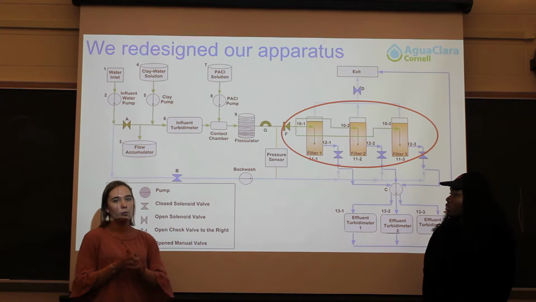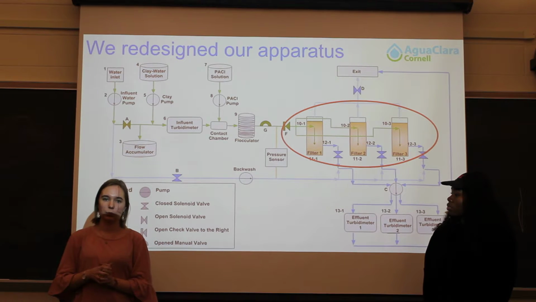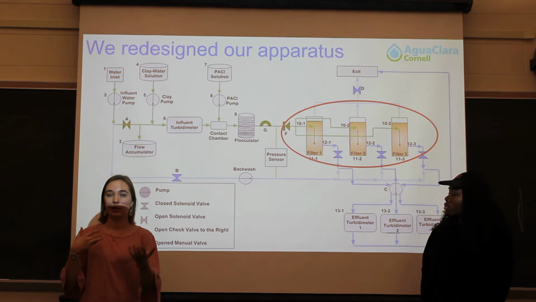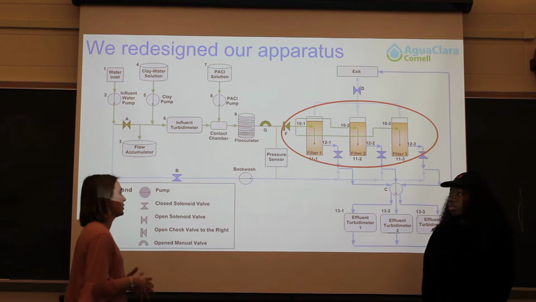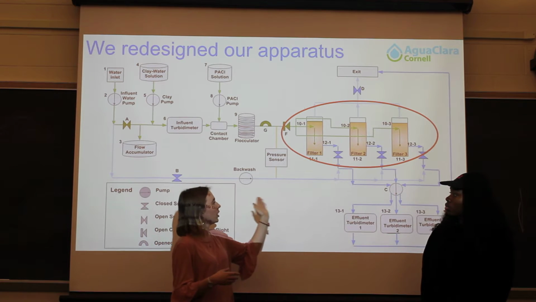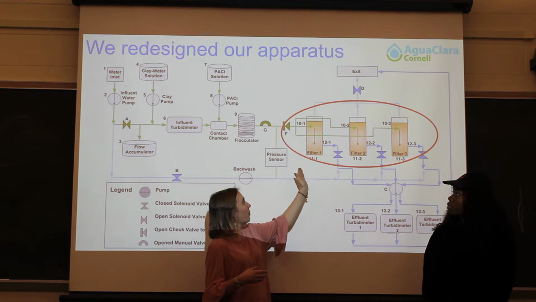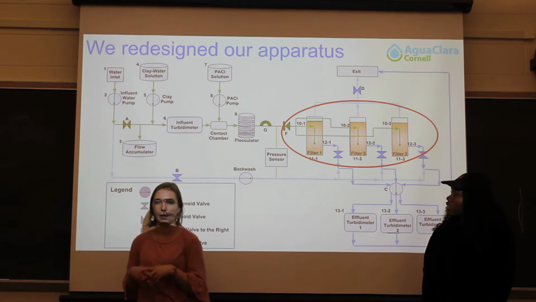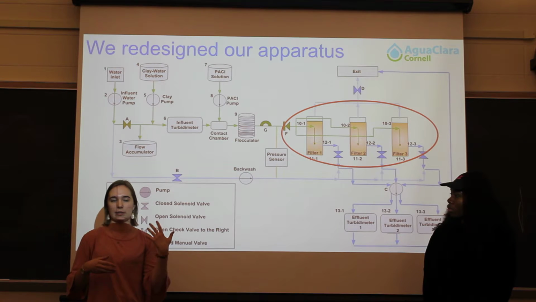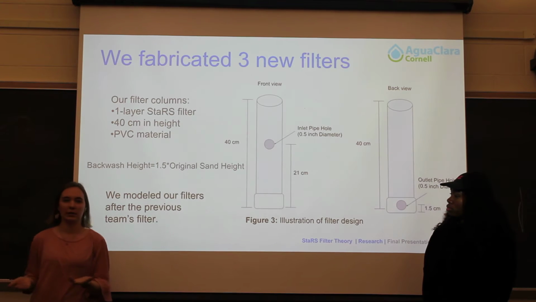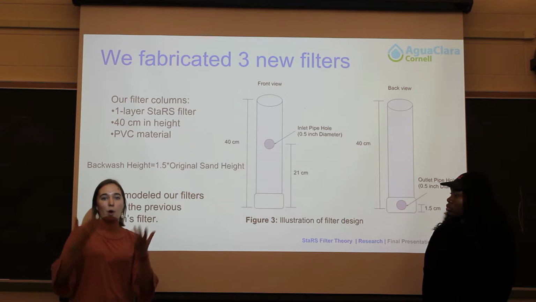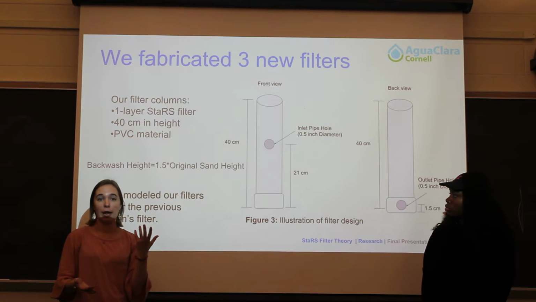Additionally, when we were fabricating our filters, we had to take into account the backwash. There's a backwash process in this apparatus where water flows up from the bottom to the top of the filter, and when this happens, the sand in the filter gets pushed up and fluidized, and basically the sand becomes 1.5 times its original height.